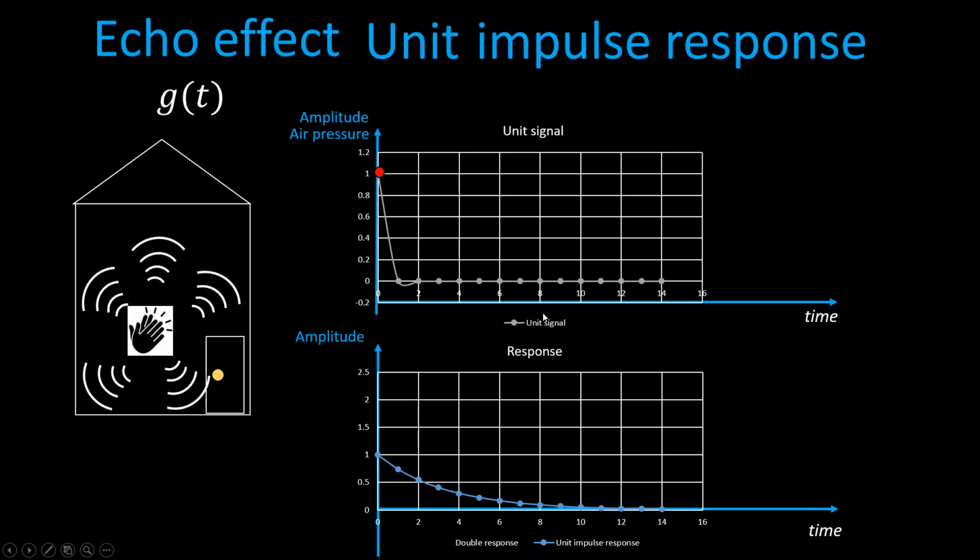Why is it important? Because it's linear, meaning that if now the sound has double the amplitude, then the response will be double of the unit response. So the unit response G will be the echo effects we will use on any kind of sound signals.